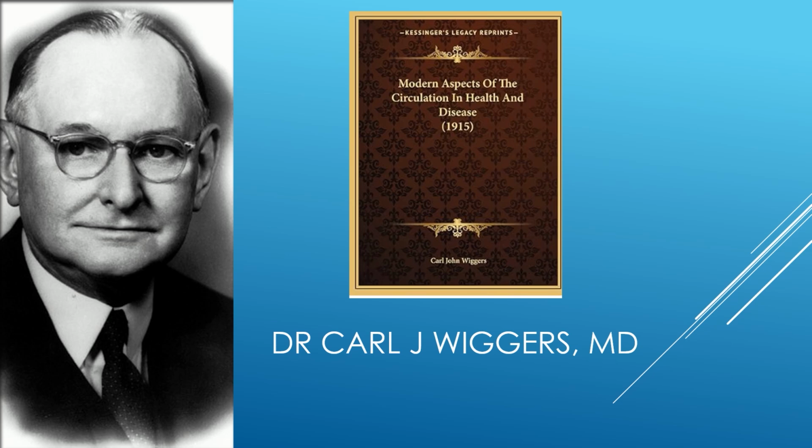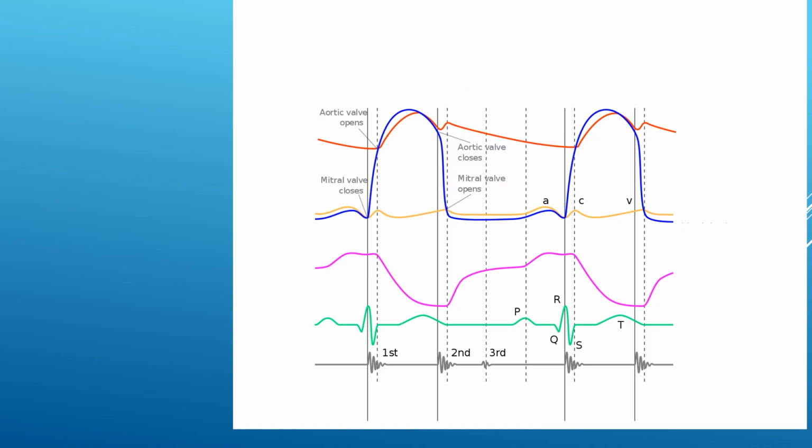The diagram was first released in the now ironically named 1915 book Modern Aspects in the Circulation in Health and Disease to aid in teaching students the cardiac cycle, and it has been updated over the years to its current form. So let's break down the different elements of the diagram as you will see it.